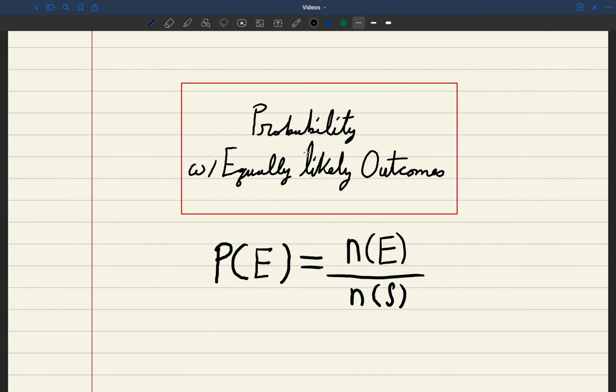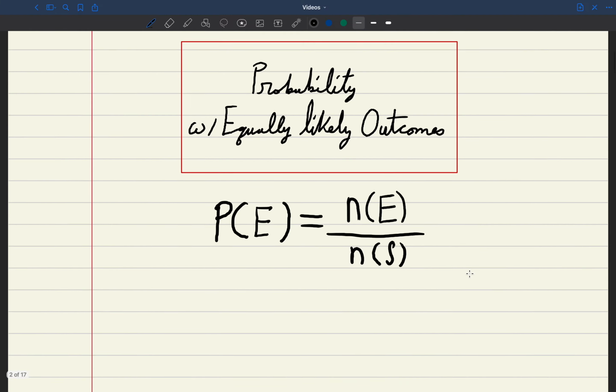Okay, in this video, I want to talk about probability with equally likely outcomes. Here is our formula for probability. The probability of an event E is equal to the number of ways that E can occur over the number in the sample space. This is the general definition of probability.